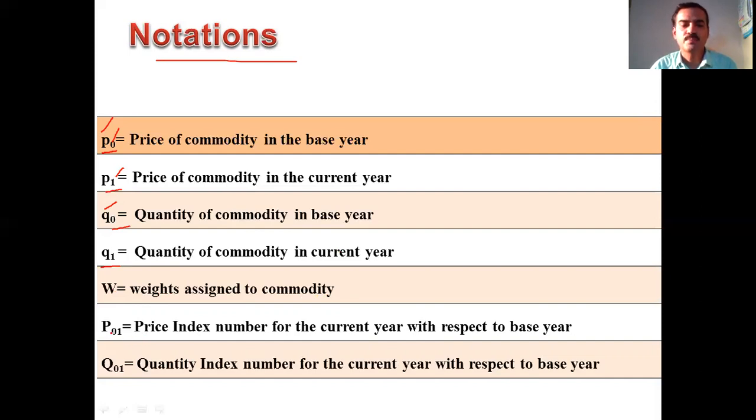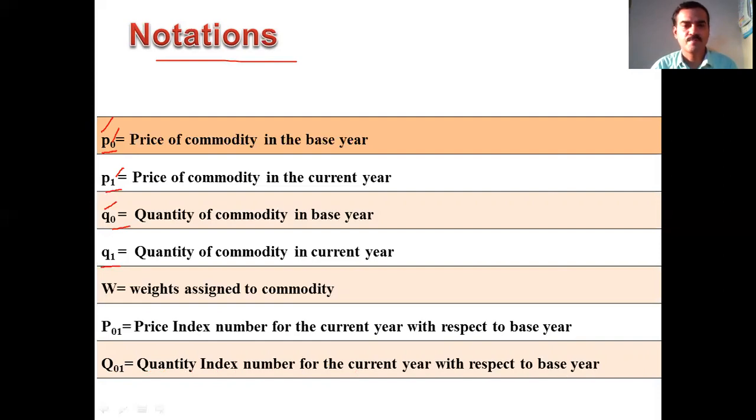So we read P01 as the price index number for the current year with respect to the base year, which we have taken as a base to calculate the level of the rise or decline in the price of a particular commodity. And Q01 equals the quantity index number for the current year with respect to the base year. We can understand all these notations very clearly while solving the problem.